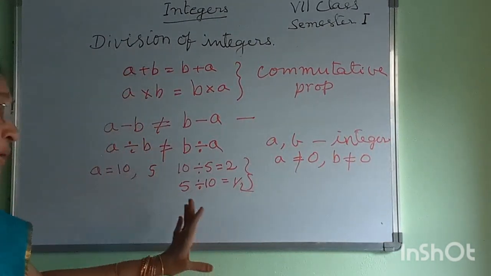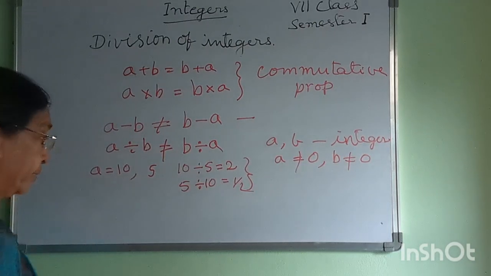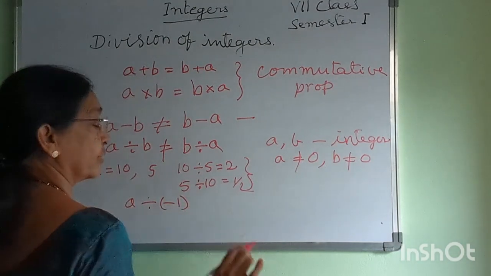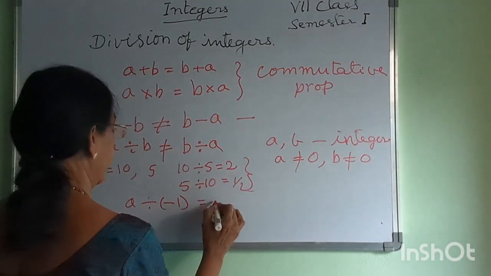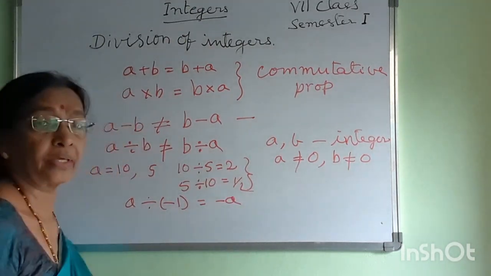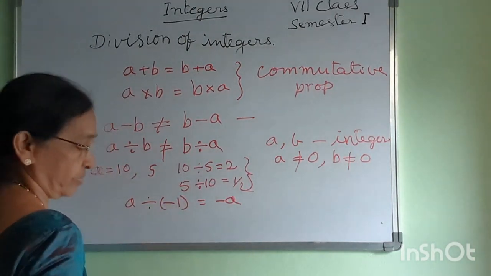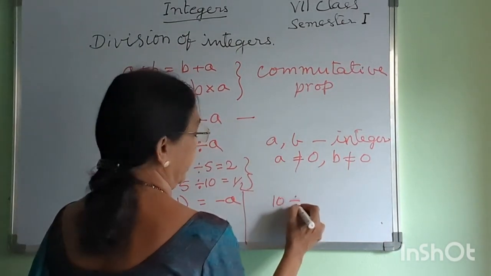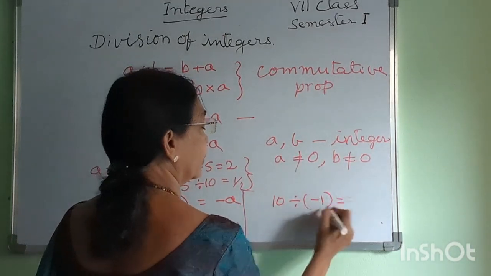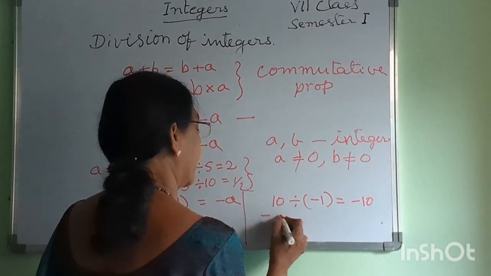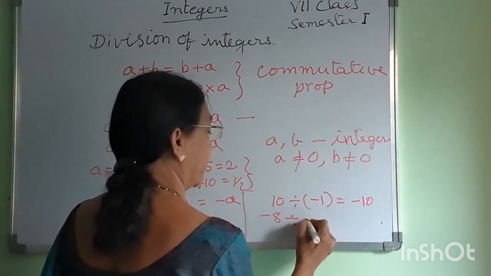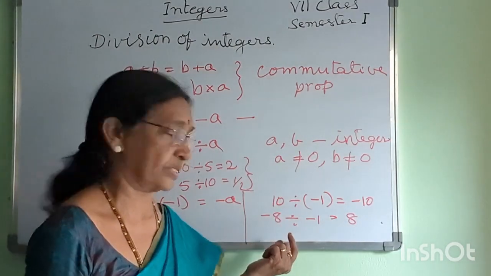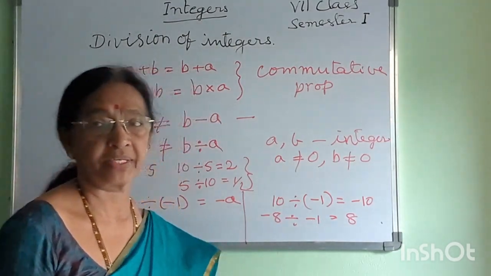Integer divided by 1 is equal to the same integer, but when an integer is divided by minus 1, it is not equal to the same integer. It is equal to minus a. a divided by minus 1 is equal to minus a. For example, 10 divided by minus 1 is equal to minus 10, or minus 8 divided by minus 1 is equal to 8. The sign of the integer changes when it is divided by minus 1.